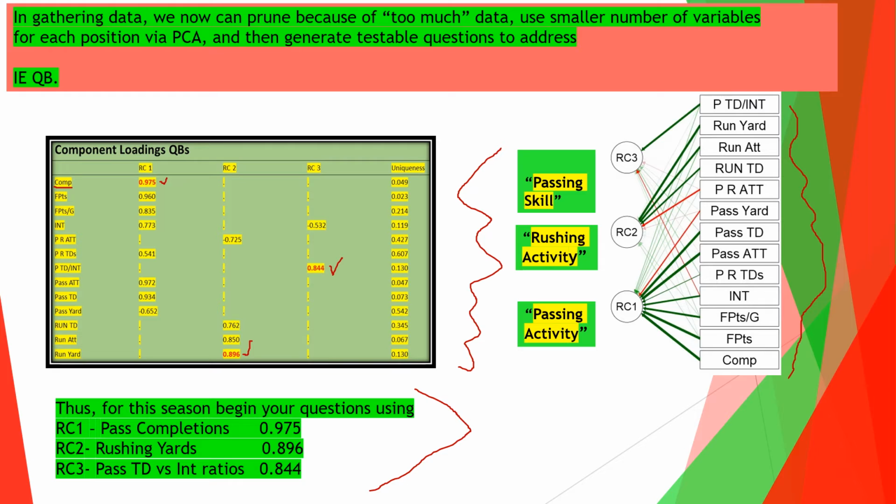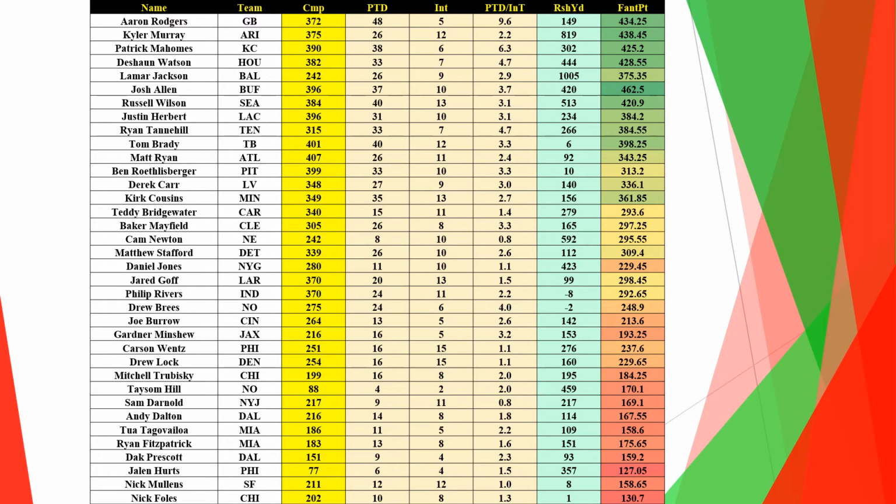And then finally, passing skill. How good are the quarterbacks? TDs versus interceptions, .844. So now we have our 3 variables representing and carrying the flags for the 3 different aspects of a quarterback for fantasy football.